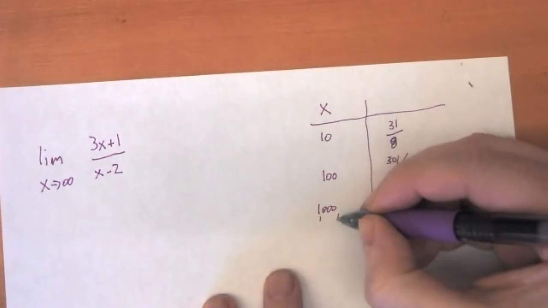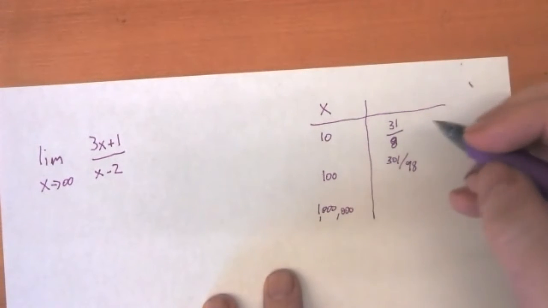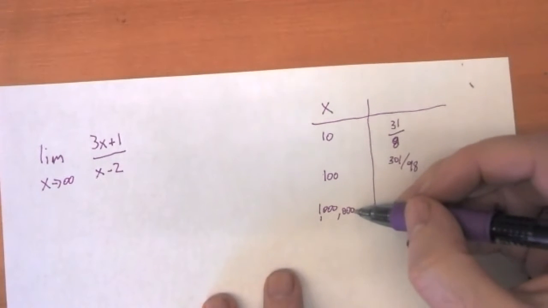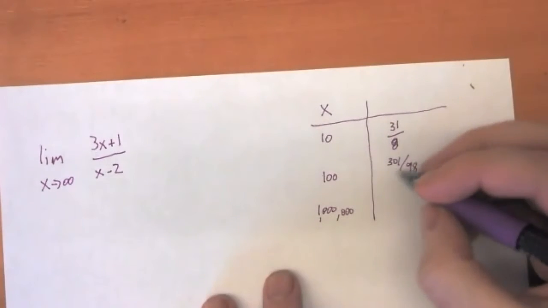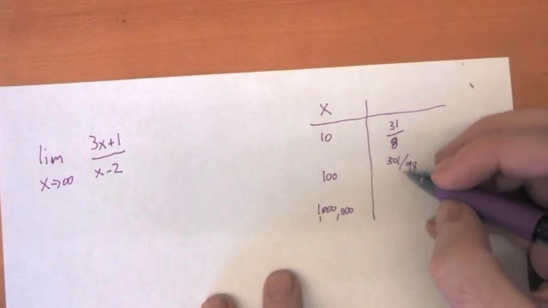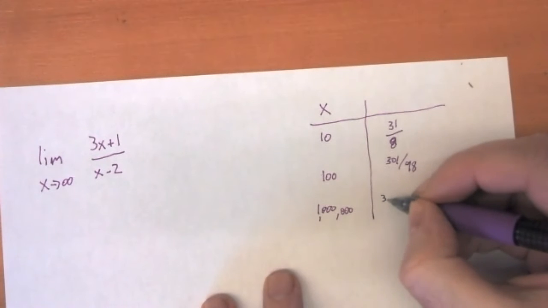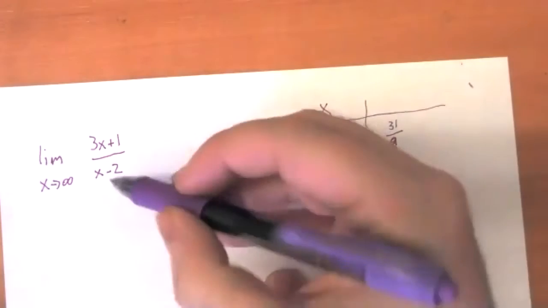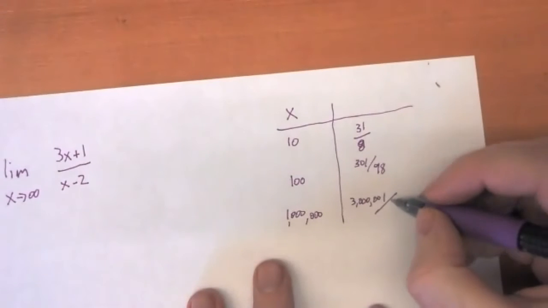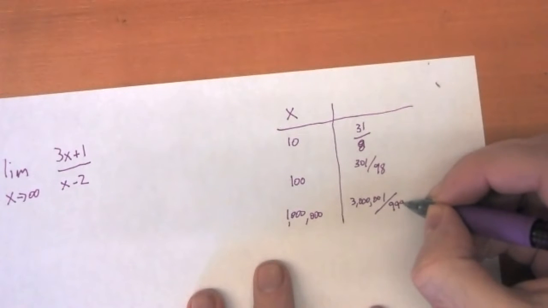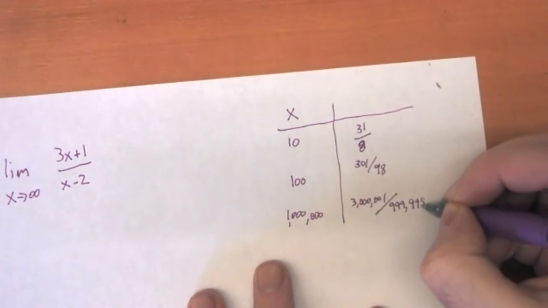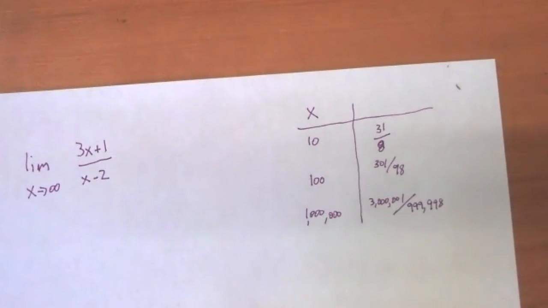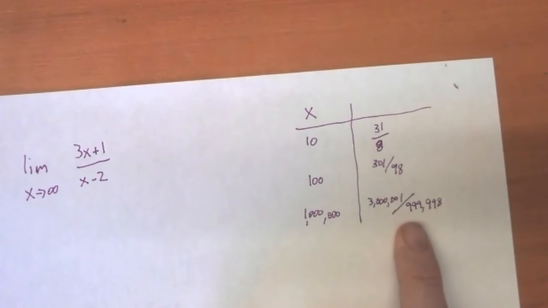And let's do a big jump. Let's put in 1,000,000. All right, so this is just going to stand in for our really huge number. So 3 times 1,000,000 plus 1 is equal to 3,000,001 divided by 1,000,000 minus 2 is 999,998.